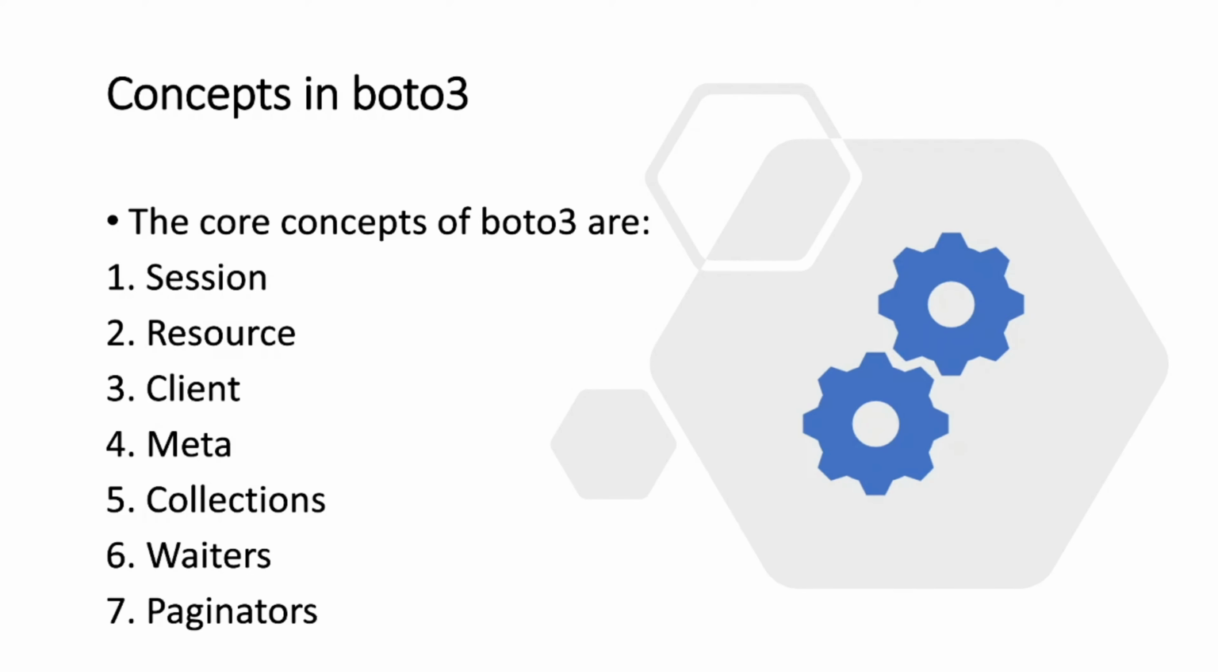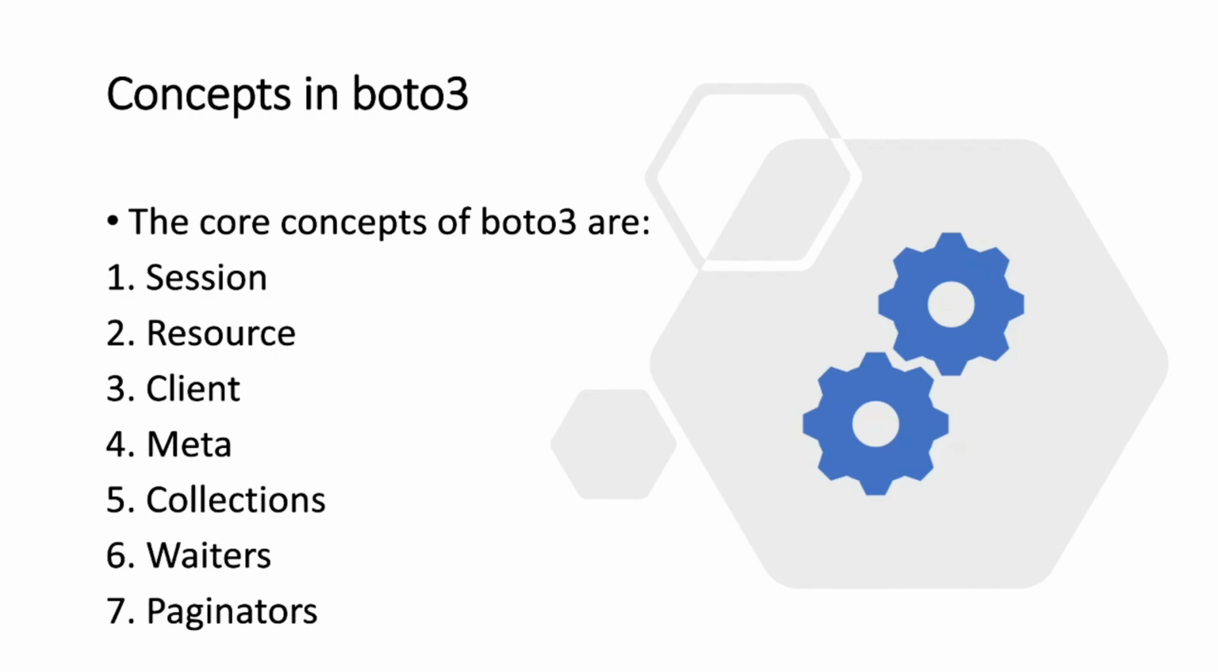So, in order to understand Boto3, we need to know some of the concepts which are actually available in Boto3. They are namely session, resource, client, meta, collections, waiters, and paginators. In this particular video, we will be focusing on the first three, that is session, resource, and client. All the other concepts we are going to touch one by one in the upcoming videos. So first of all, let us understand the working of session, resource, and client.